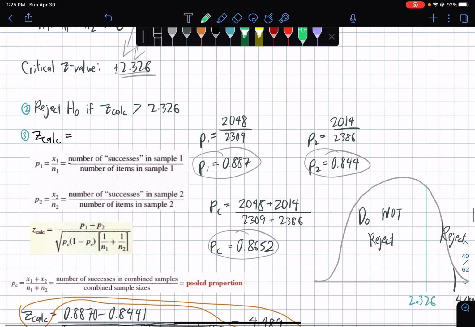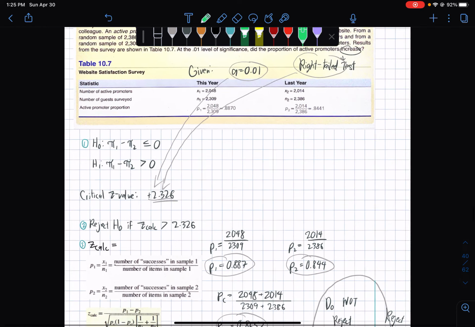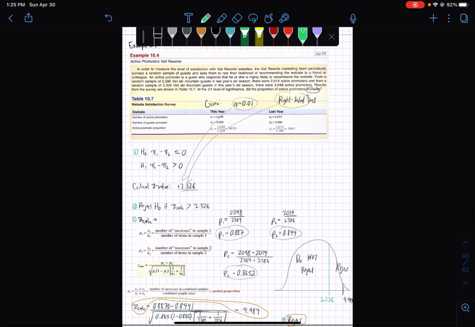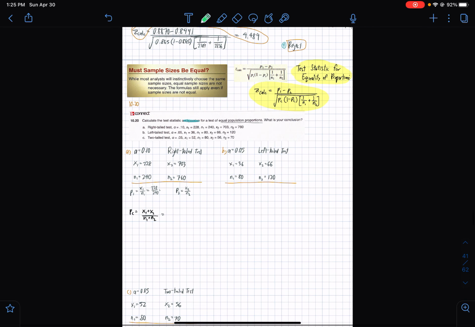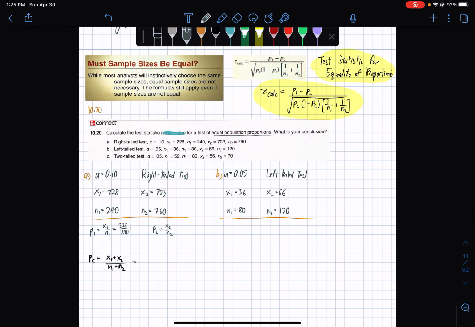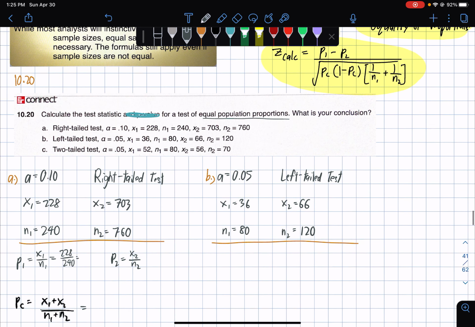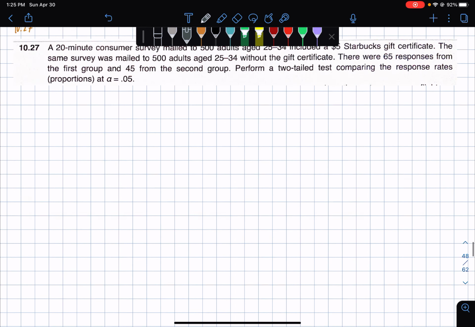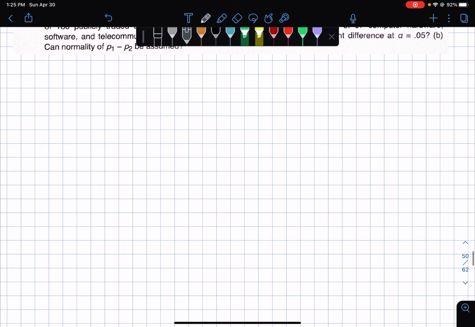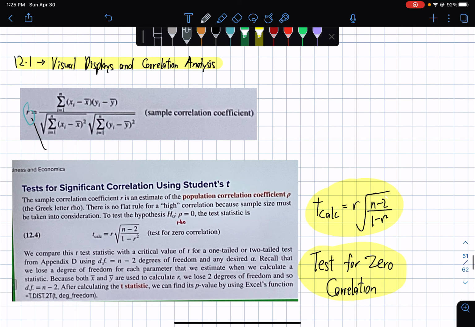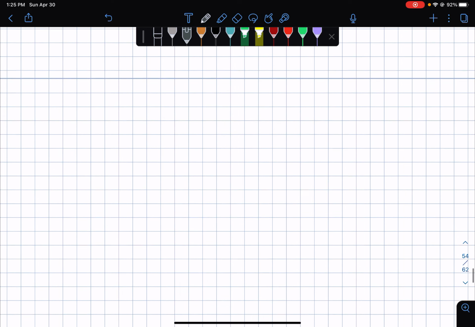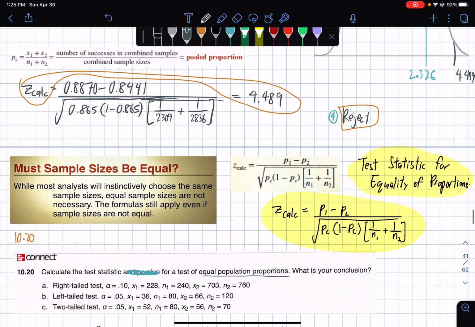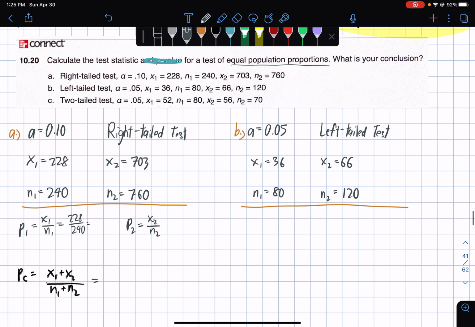Example 10.4 has been solved already. More on that in the next practice questions to come. We're here at 10.20, and we'll be proceeding through the practice questions until we reach the next chapter. That is for the next video, all about 12.1. But for now, let's focus on the first practice question.